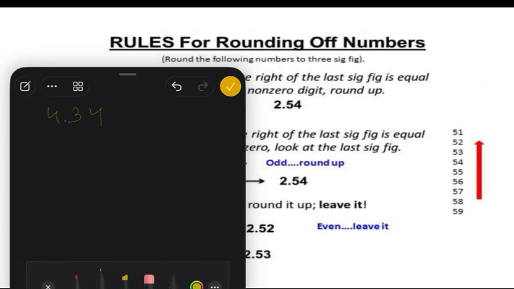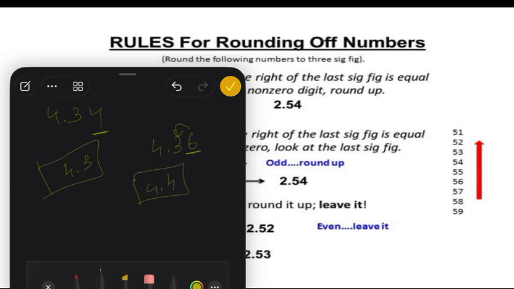So here 4 is less than 5. So the previous digit stays the same. This is 4.3 only. Okay. If the digit is more than 5, we can write 4.36. This is more than 5, so the digit increases. Here increase by 1. The answer is 4.4.